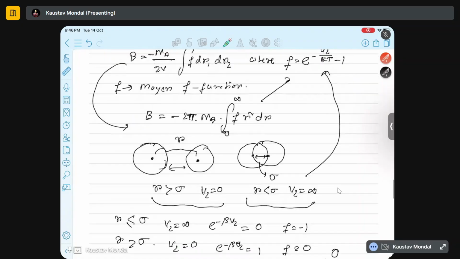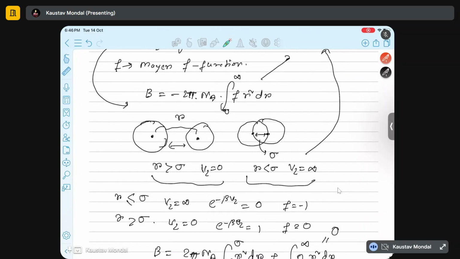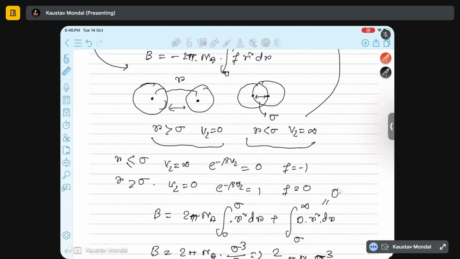Now what we did here, we considered a potential which is known as the hard sphere potential. Let me write it right here. So this is known as hard sphere potential. Hard sphere potential means when the centers of two hard spheres are at a distance much more than their radius, then the potential is simply equal to zero. Like here you can see.